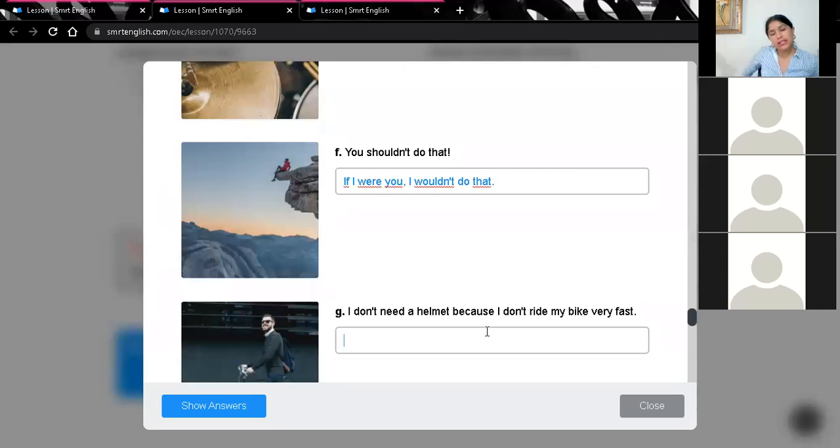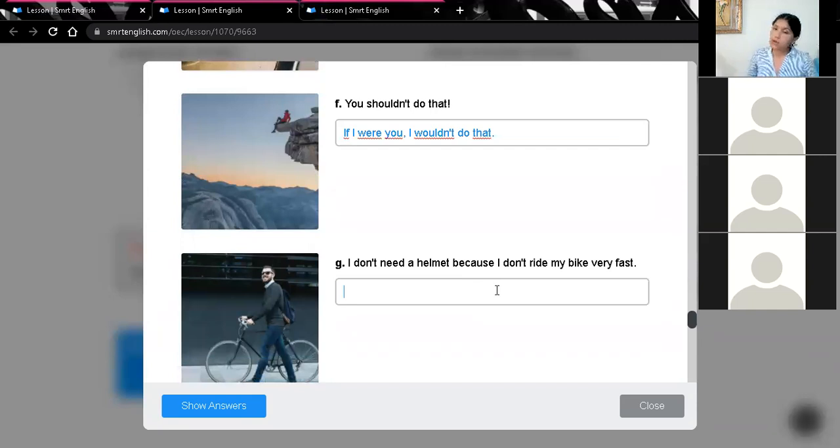You're welcome, Alondra. It says, I don't need a helmet because I don't ride my bike very fast. So remember to use the opposite structure. It means that here you will have to make it affirmative. So if you rode your bike very fast, you will need a helmet. In this case, you're talking about him, right? This sentence could also be, if I rode my bike very fast, I will need a helmet. But in this case, Alondra, consider him. If you don't ride, so it's good. Okay.